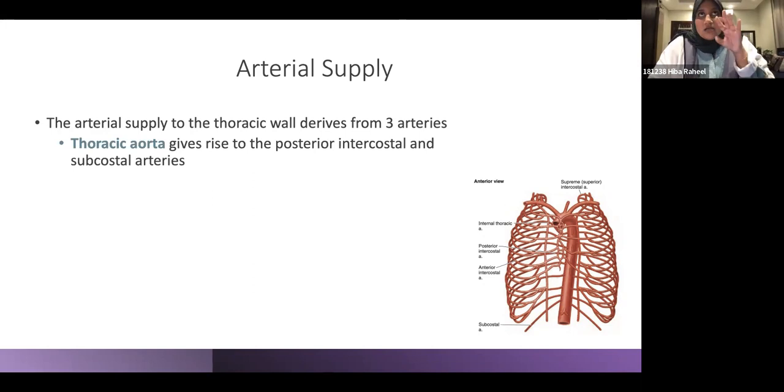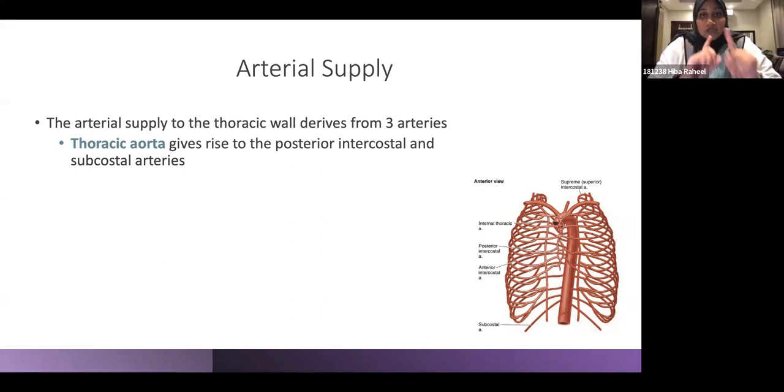Now this is discussed in more detail in Dr. Atif's lectures, but I'm going to mention the three main arteries that you need to know for the exam, because this question does come. For the small details, refer to his presentation, his PDF.